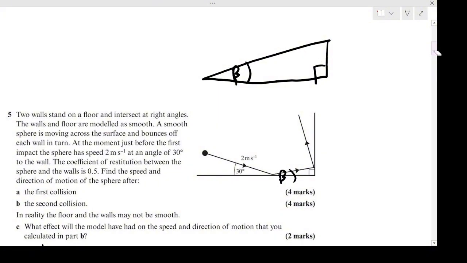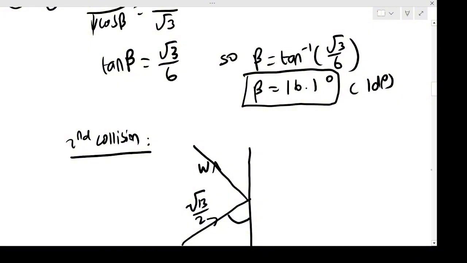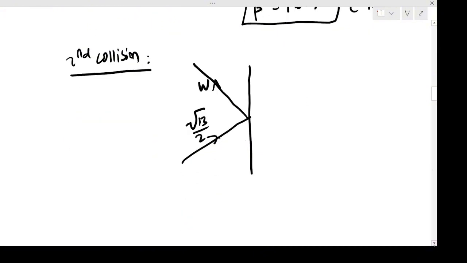And so that has to be 90 take away beta, because if all the angles have to add up to 180 in a triangle, 180 take away 90 here, take away beta, leaves me with 90 take away beta for this remaining angle there. So this is 90 take away beta. Okay, so that's the angle. And then I'm going to call this a different angle theta after it rebounds off this wall here.